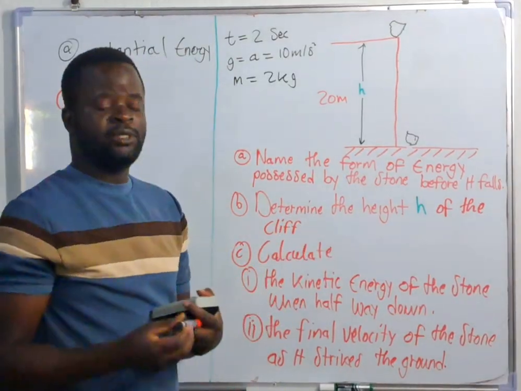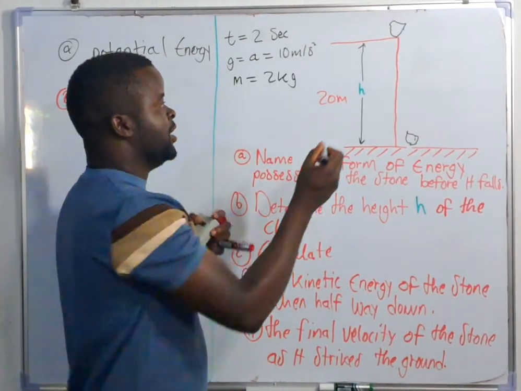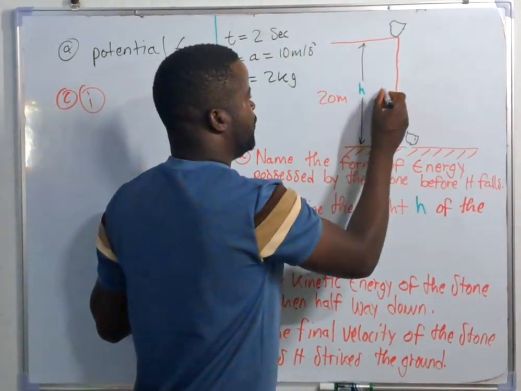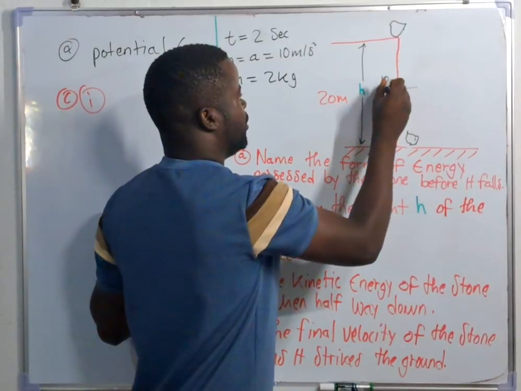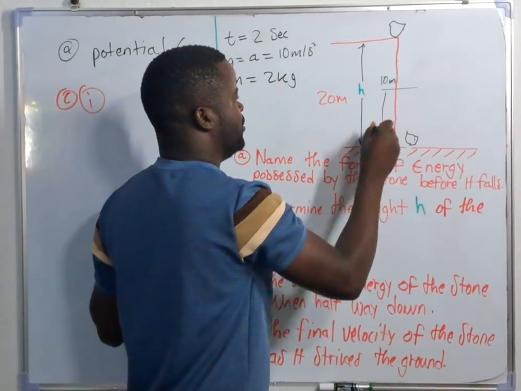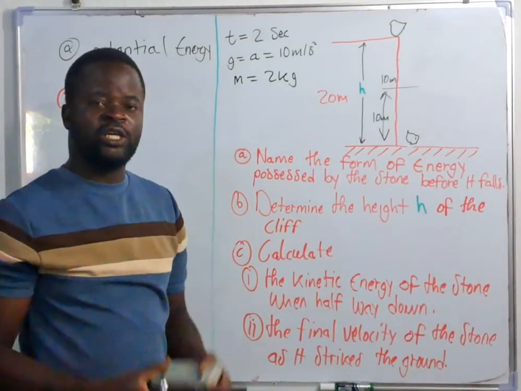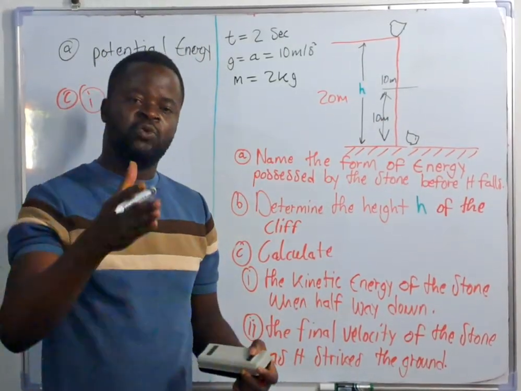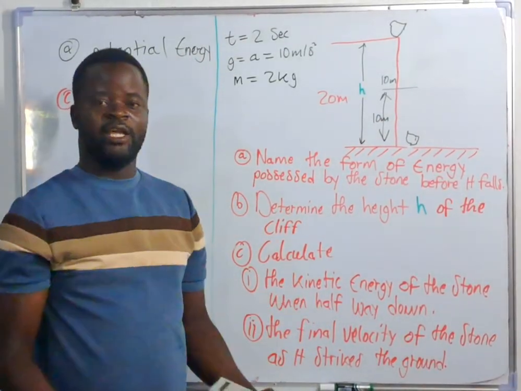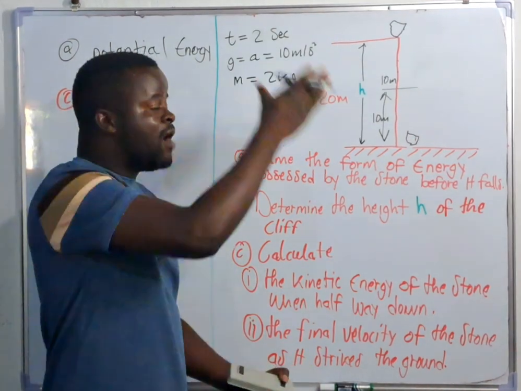Halfway down the cliff simply means half of the height, which is 10 meters. And going down, it is also 10 meters. But the question is quite interesting. It is asking us to find the kinetic energy of the stone halfway down.